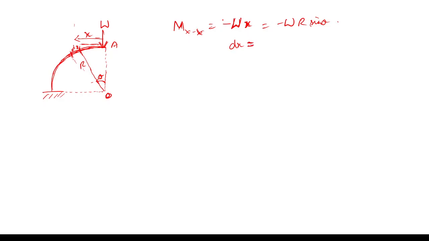How can I write dx in terms of r and theta? No, dx. It should be r into d theta, because this is the small elemental strip. Sir, x will be r sin theta. Yes, it can be written as dx equal to r cos theta d theta.